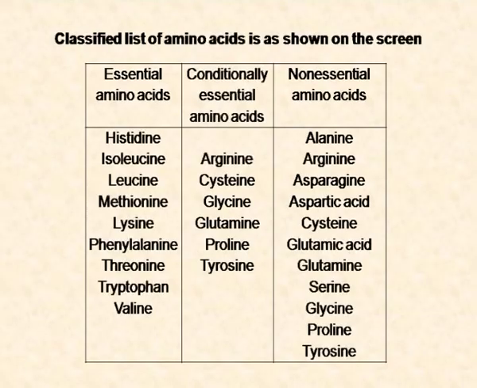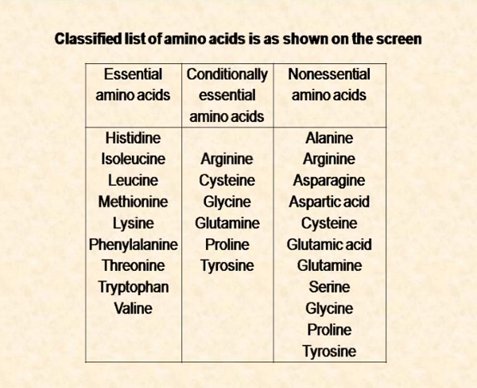The classified list of amino acids is as shown on the screen. Essential amino acids include histidine, isoleucine, leucine, methionine, lysine, phenylalanine, threonine, tryptophan and valine. Under conditional essential amino acids, they are arginine, cysteine, glycine, glutamine, proline and tyrosine.